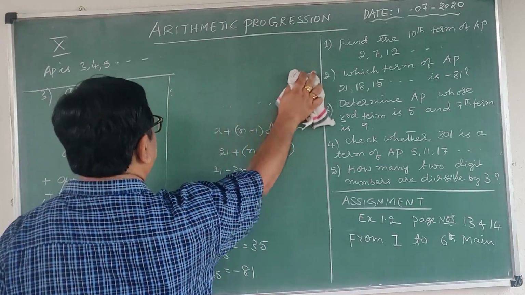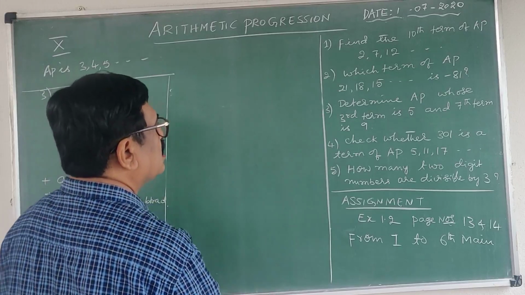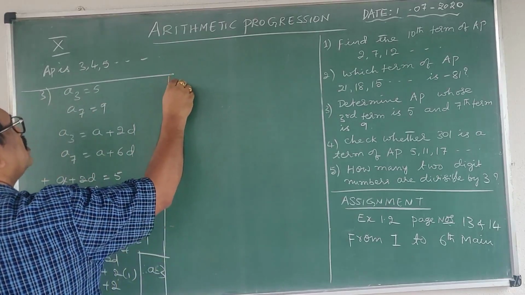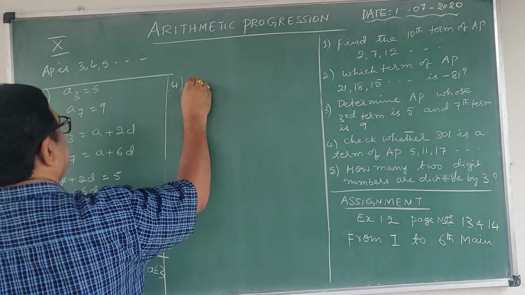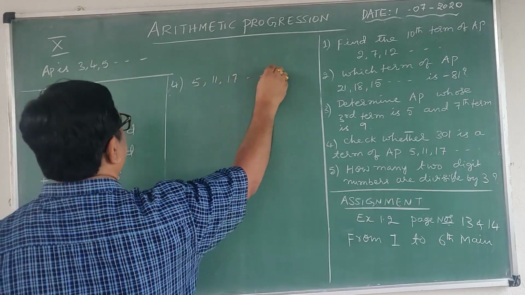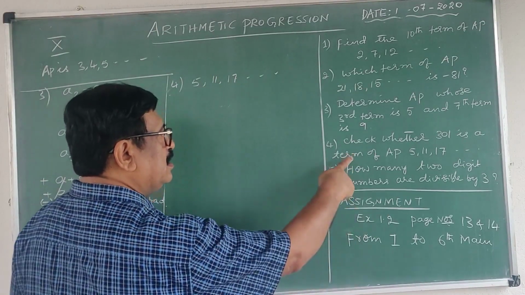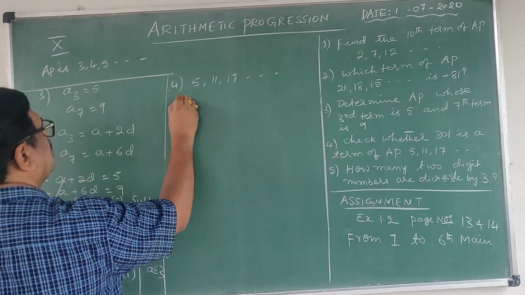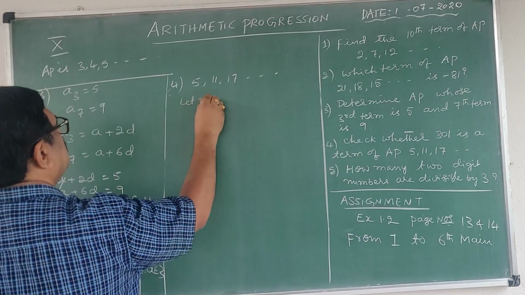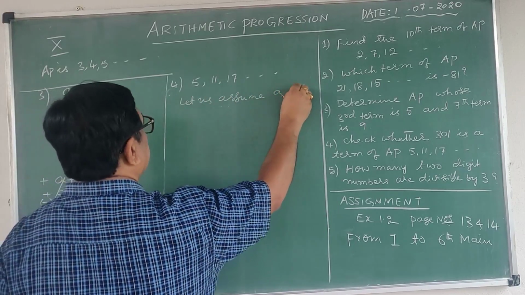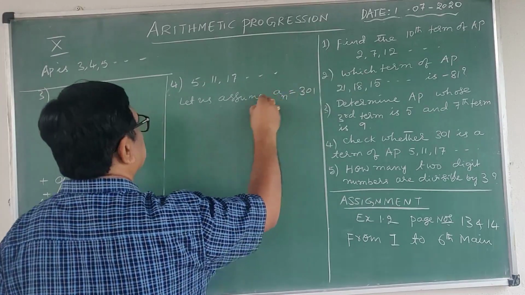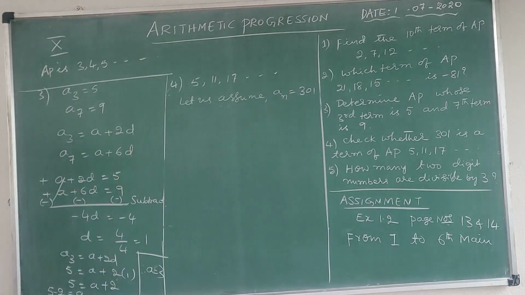Now coming to the fourth example. Check whether 301 is a term of the AP 5, 11, 17 and so on. So 5, 11, 17. You have to find out whether 301 is a term. So let us assume that AN equals 301. Okay, it's only an assumption. We still do not know whether 301 belongs to this AP or not.